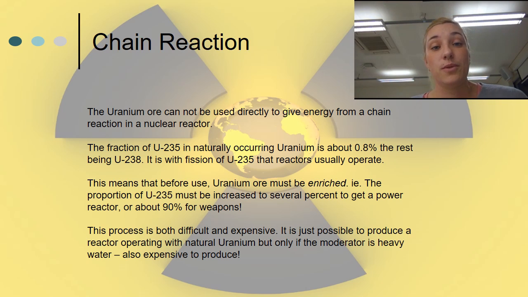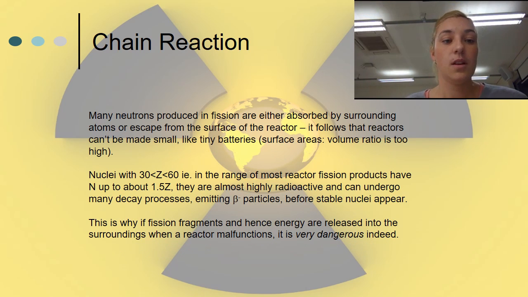Now, if they're going to be used for nuclear weapons, then that enrichment process needs to continue until uranium-235 is at about 90%. So this process is really difficult, and it's also really expensive. It is possible to produce a reactor operating with natural uranium, but only if the moderator used is heavy water, because it slows the neutrons down enough. But again, that is also really expensive to produce. So many of the neutrons produced in fission are either absorbed by surrounding atoms, or they escape through the surface of the reactor. Because of that, reactors need to be massive.